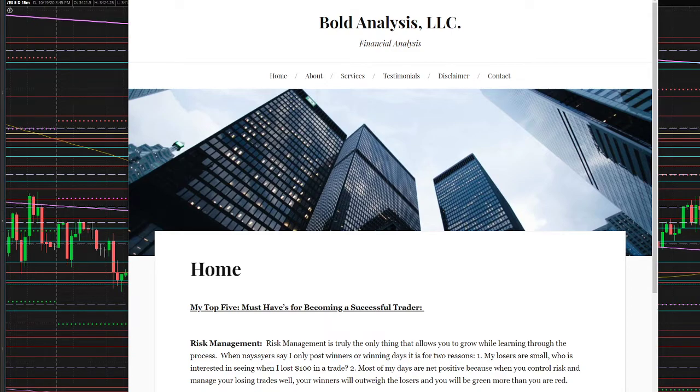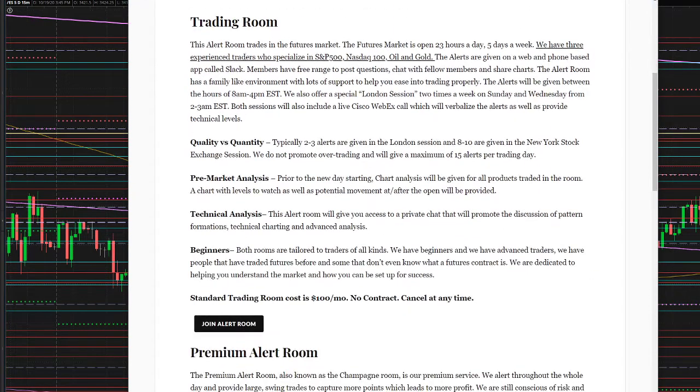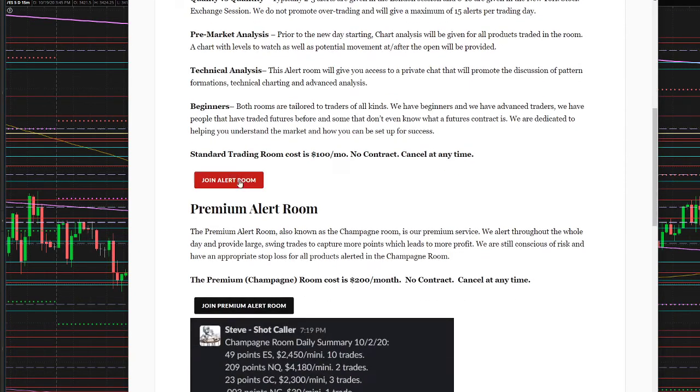So this would be the first step. Going to my website, and under services is where you can sign up for the rooms. So when you click on services, you can see we have two trading rooms. We have the standard room, which is $100 a month, and then the premium room, which is also referred to as the champagne room, which is $200 a month. Both rooms you can cancel at any time. They're both just month to month.